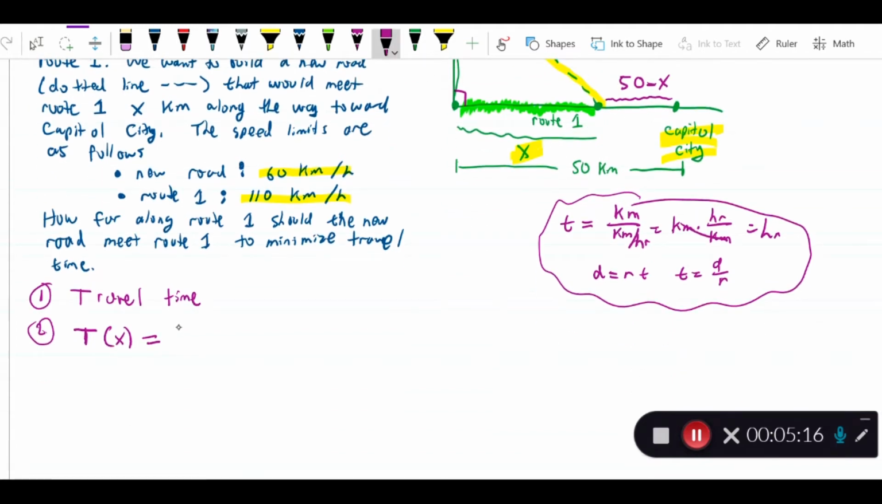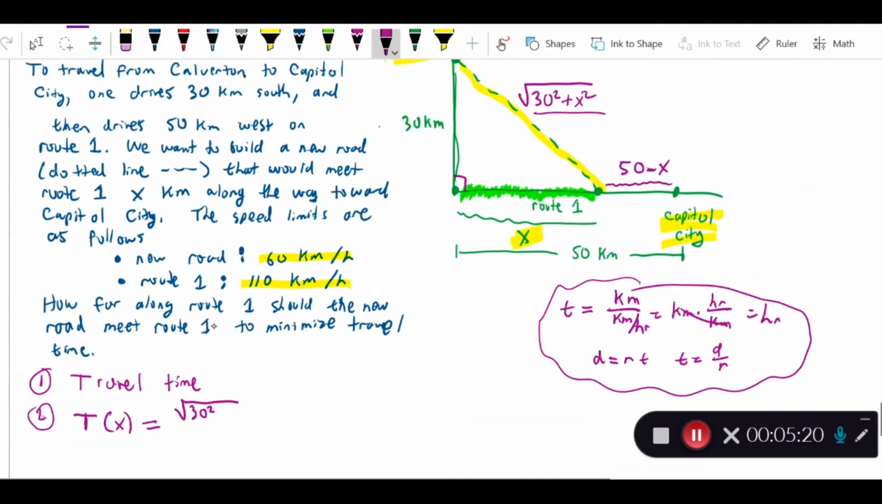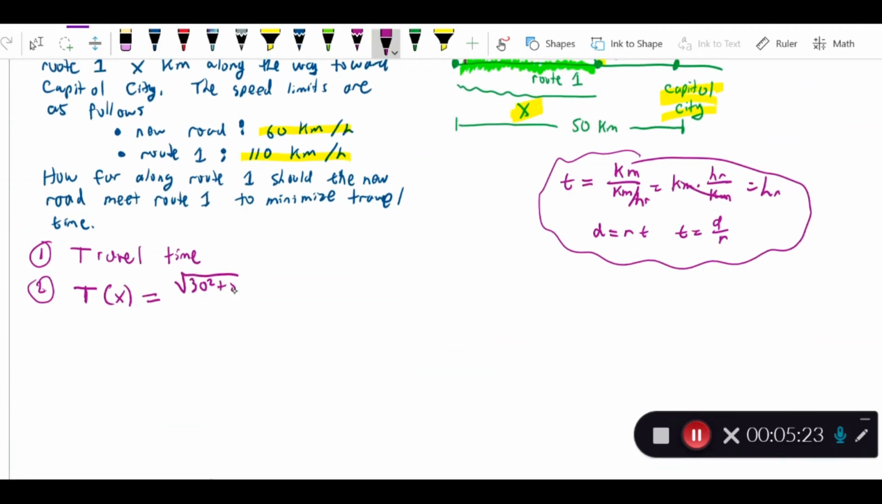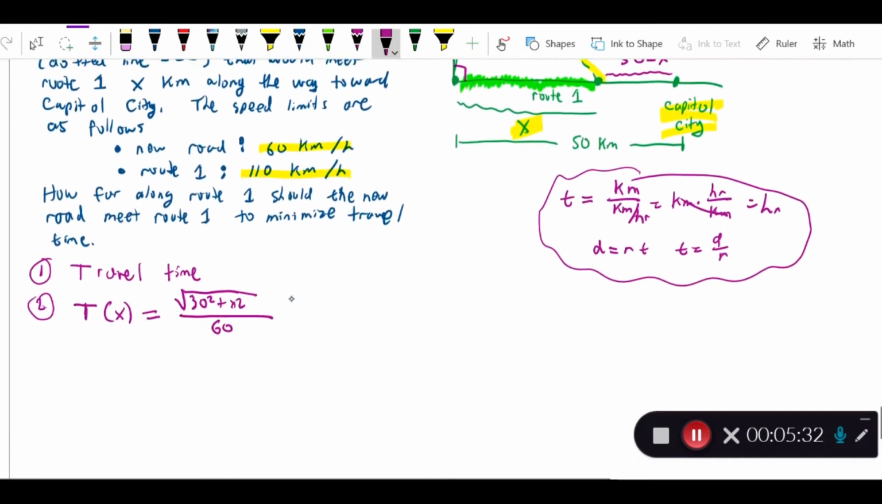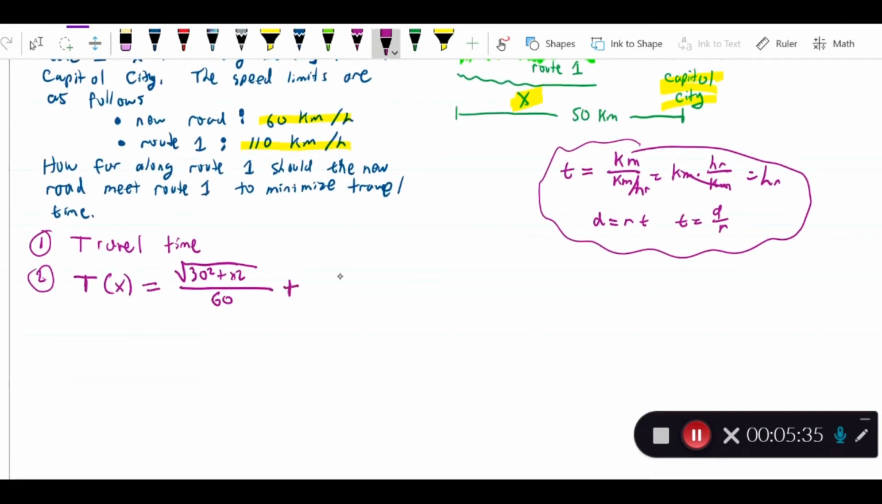So here what we have is the square root of 30 squared plus x squared over 60, because that's how fast you can travel on the new road. And then we're going to add to that 50 minus x over 110, because you're going to travel on Route 1 a distance of 50 minus x at a speed of 110 kilometers per hour.